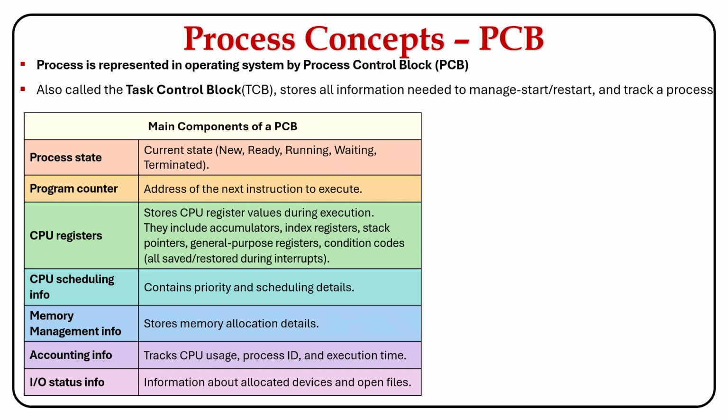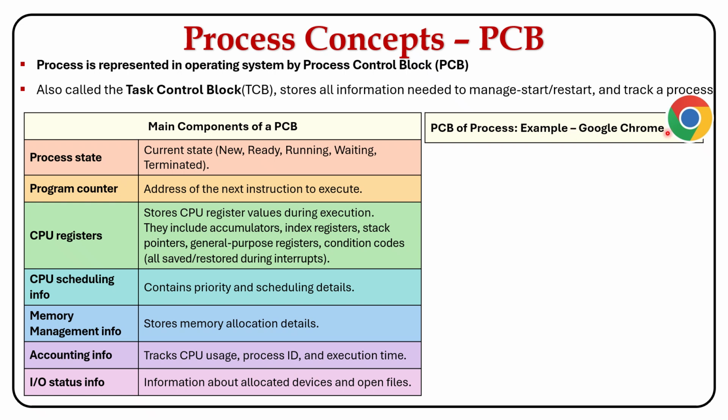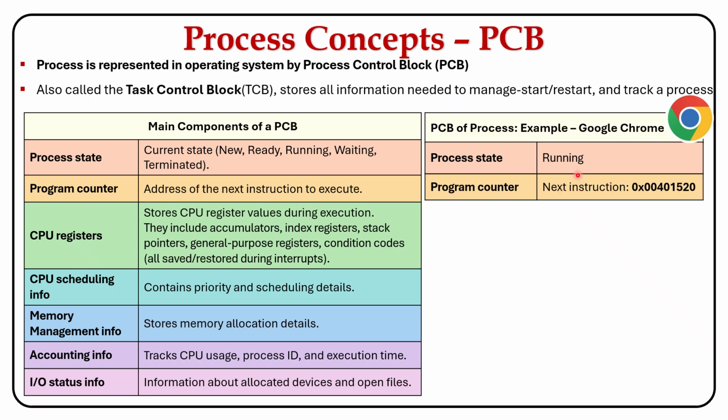Now let's understand the process control block using a simple example, that is the Google Chrome browser. Suppose you open Google Chrome on your computer. The operating system creates a PCB to keep track of everything about this Google Chrome process. First, we have the process state. Here, the state is running, which means Google Chrome is currently executing on the CPU. The next is the program counter. It shows the address of the next instruction that the CPU needs to execute, and an example address to be executed by Chrome is given here.